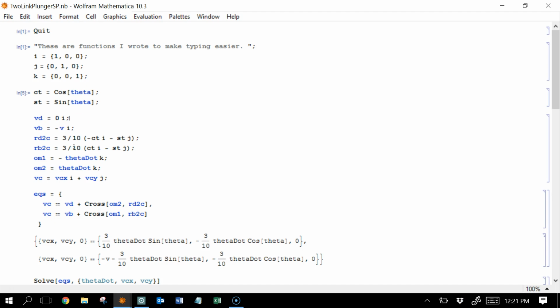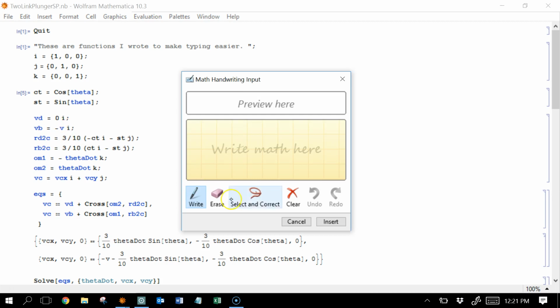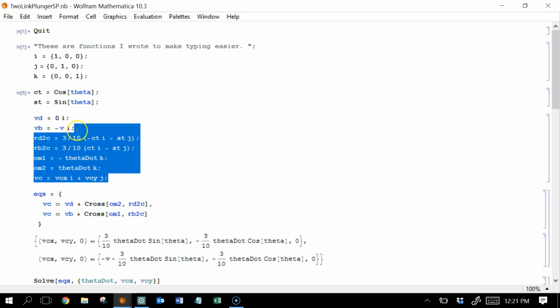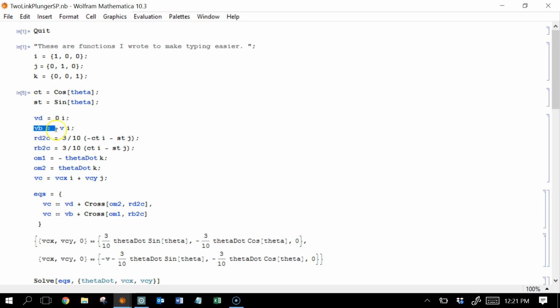Same thing with velocity of b. If you notice here, the velocity of b is also specified as a vector. Then down at the bottom, velocity of c, you don't know anything about it. It's got an x piece in the I and a y piece in the j. Here's the R from D to C, and here's R from B to C, and then you have your omegas, omega 1 and omega 2. Just make sure everything's a vector, and then I'll execute that so it knows what those are.